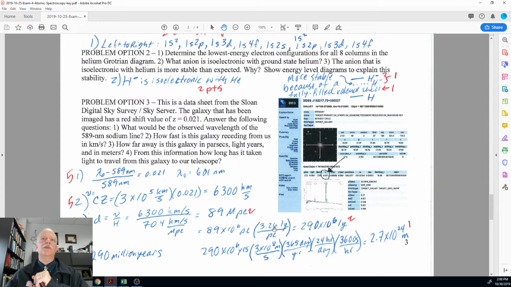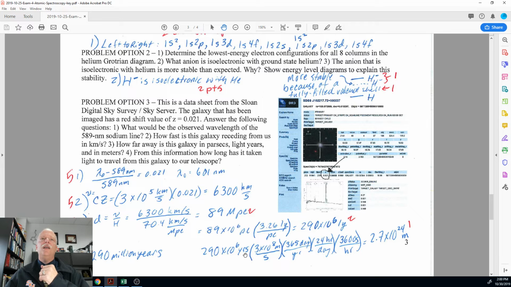Now, a parsec is 3.26 light years, and so converting that to light years gives us 290 million light years. That's also how long it would take for that light to get to us. So at the speed of light, it would take 290 million years for light to reach us from this galaxy. That was question number 4.